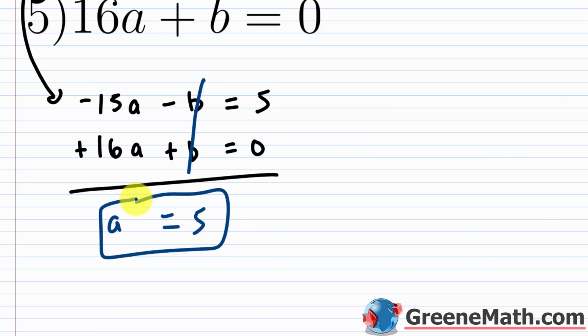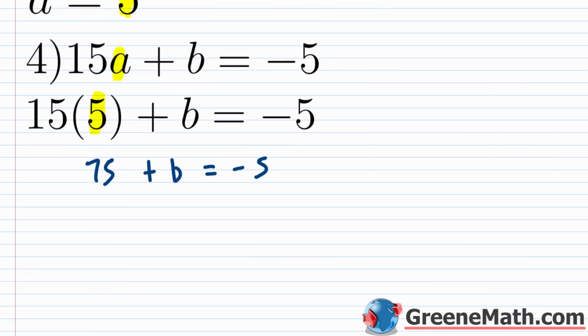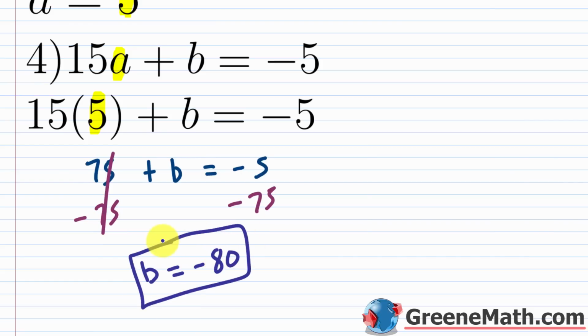And basically we need to find b now. And we're just going to plug in for a in equation. Again, you can use 4 or 5. I'm just going to use equation number 4. So a is 5, so that gets plugged in right there, so that it ends up right there. 15 times 5 is going to be 75. And then plus b, so this equals -5 here. And so what we'll do is just subtract 75 away from each side of the equation. This cancels. We'll have b is equal to -5 minus 75. That is -80. So b here is equal to -80.